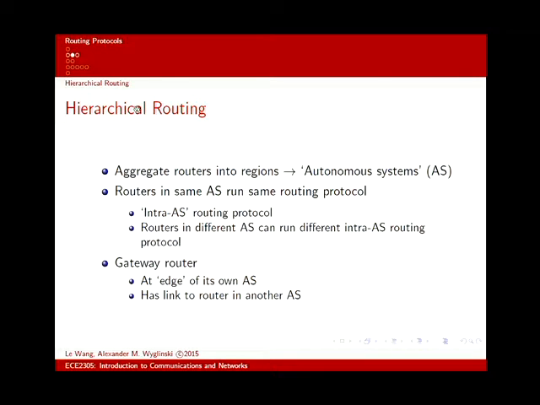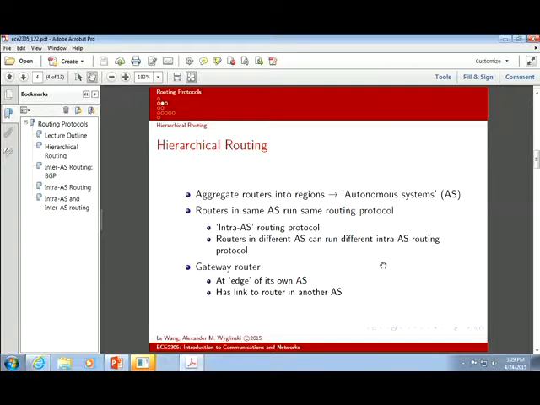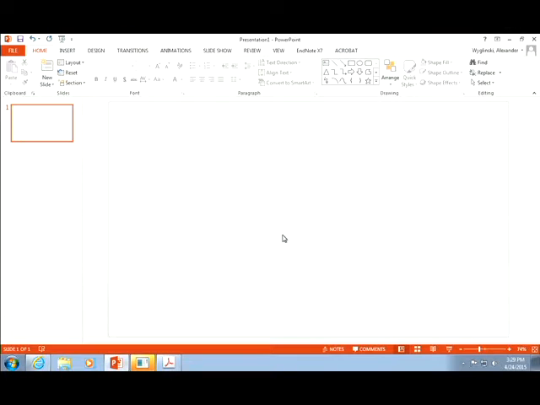Hierarchical routing. What it does is it breaks down your network into groupings of networks, and then the groupings are internetworked with each other. So we call each grouping of routers, which is a region, an autonomous system, so AS. And so what ends up happening is, we have a bunch of routers, they're part of an AS. There's another bunch of routers, and they're part of an AS.